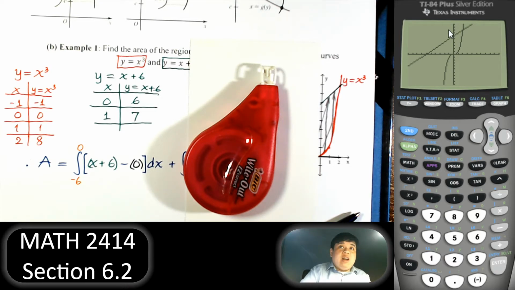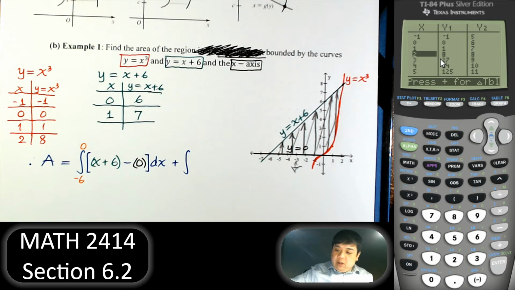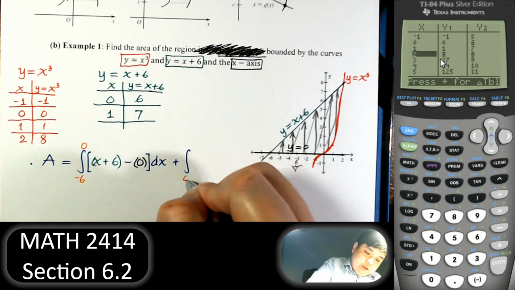If we actually want to find the intersection, second, calculate, option number 5, intersection. It asks, is that the first curve? And it says yes. Is this the second curve? Also yes. What is your guess? We're going to move close to the intersection. When we hit enter, it will jump right to it and say x equal to 2. Or we can just go to the table here, and we see when x equal to 2, the y values are the same. So indeed, it is 2. So we go from 0 to 2.